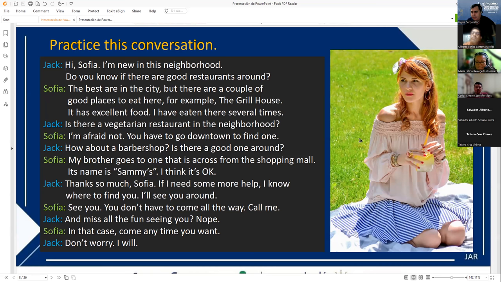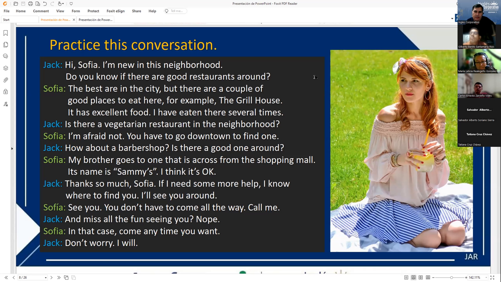Teacher, what does nope mean? It's an informal way of saying no. Nope. Yep. Yes. And not with a T?